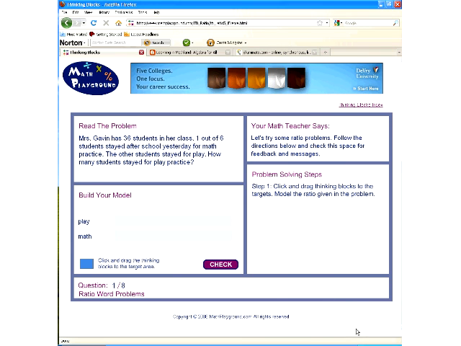The Thinking Blocks screen is divided up into four sections. The problem is presented here. The model building area is just below that. Some feedback is given here up at the top right-hand side. And just below that are the actual problem-solving steps that the students go through.